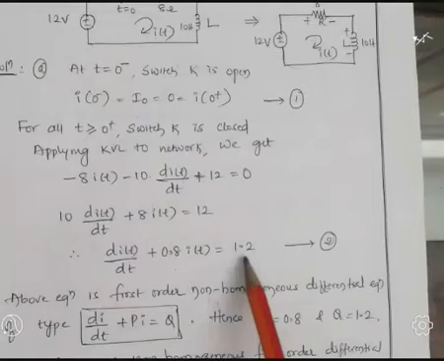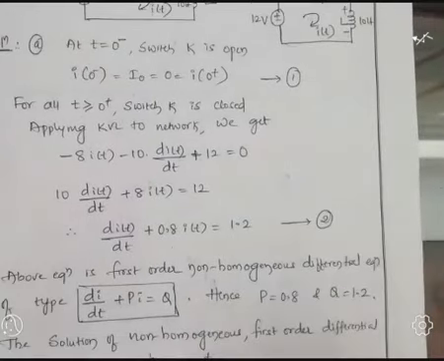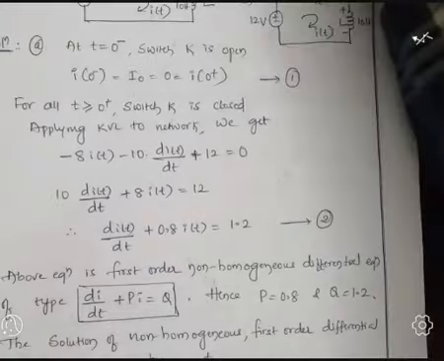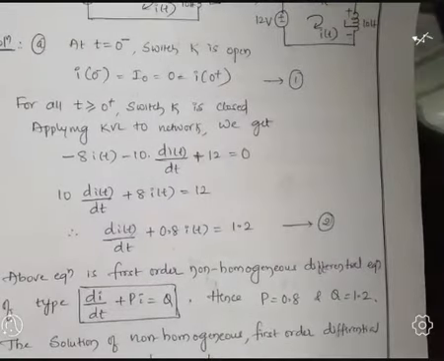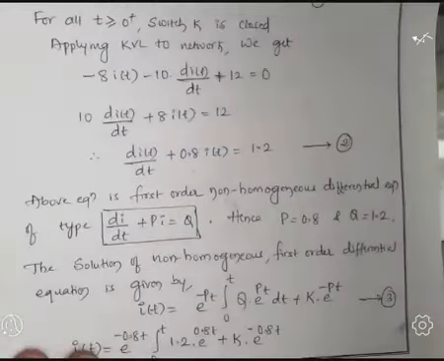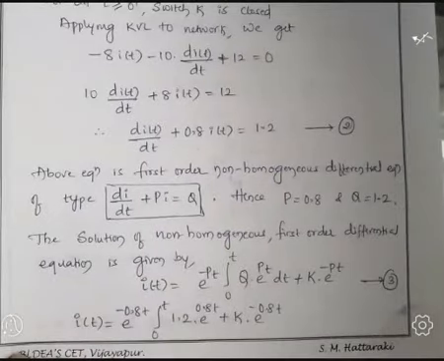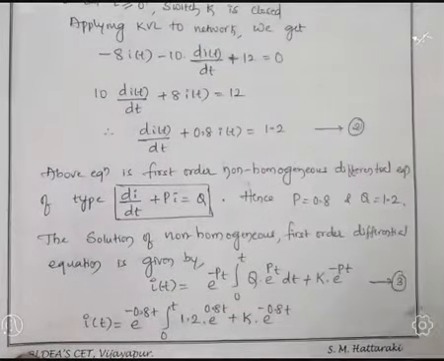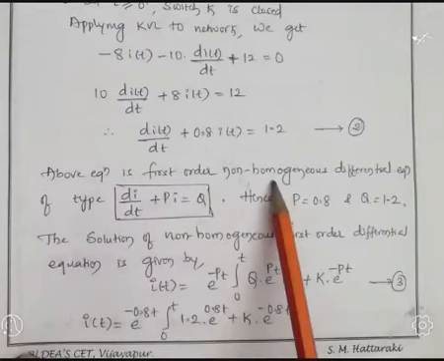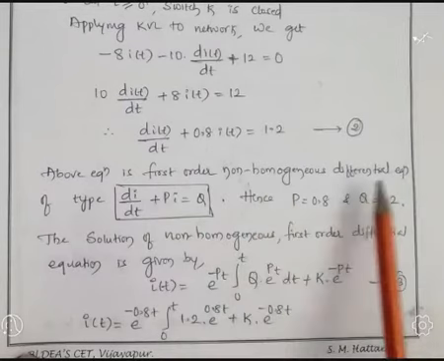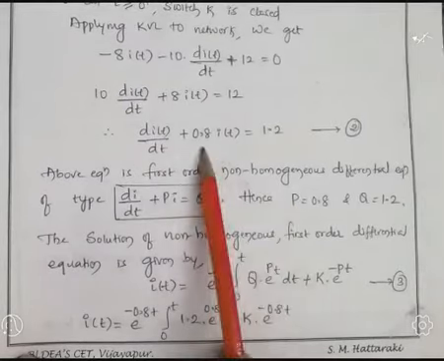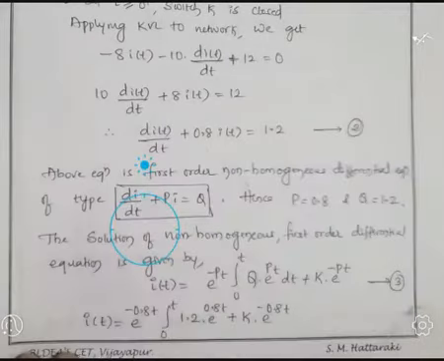12 by 10 it is 1.2. So let us represent equation 2. It is a first order non-homogeneous differential equation. By observing equation 2, we can say that it is nothing but the first order non-homogeneous differential equation. If it is so, this kind of equations we are going to solve by using this type.